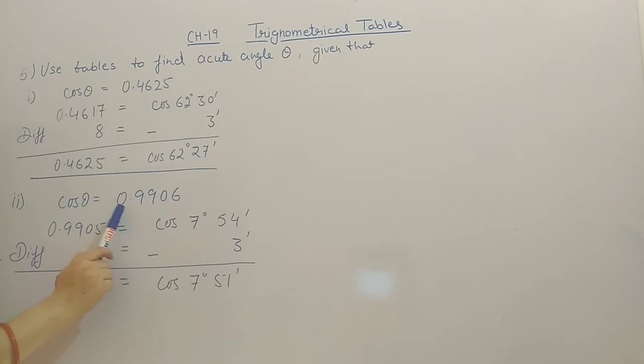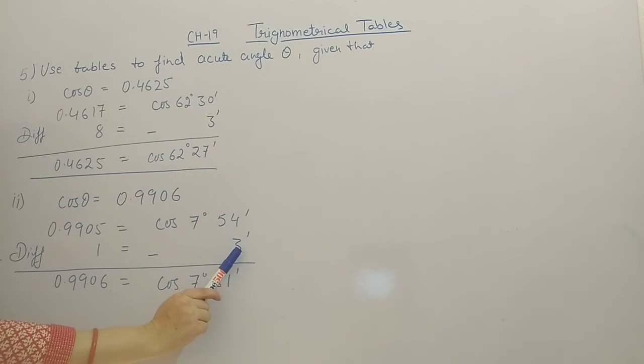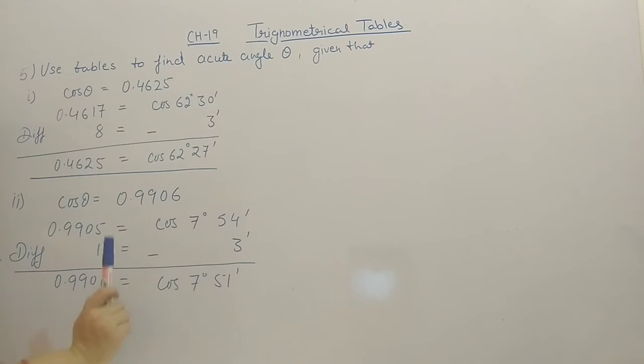Second part, cos theta is equal to 0.9906. Check the nearby value. In the table you will get 0.9905, which is equal to cos 7 degree 54 minute. Now the difference between 5 and 6 is 1. For this difference check the angle difference, which is 3 minute. On this side we are adding to 0.9906, so on the other side we have to subtract. So cos 7 degree 51 minute.